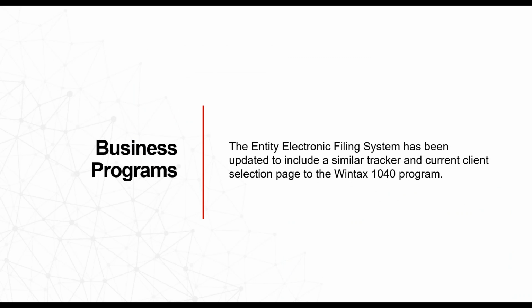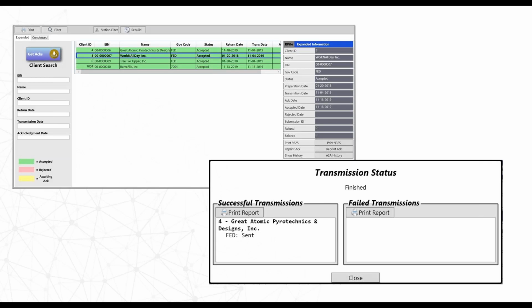Also in the business programs, we just kind of talked about it, but it includes the more up-to-date electronic filing system tracker, virtually identical to the 1040 program. So that's a huge enhancement. And then we also included the same inline validation as the 1040 to avoid some of those additional rejects that could have been caught, but now will be caught on the back end.